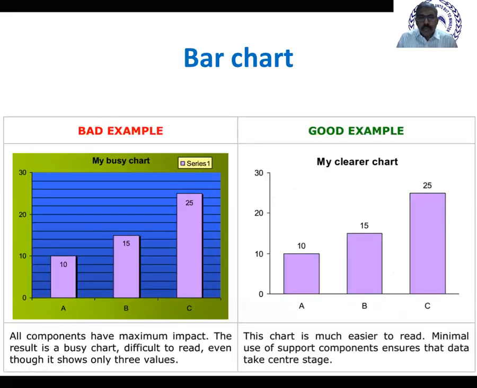Okay. So when you make the bar chart, make sure you make it in a good and clear way. I'm going to show you some bad examples so that when you write your thesis, you won't do this. This chart on the left side is a very bad example. You see multiple colors, multiple lines, and you have all the data. The same thing I have put here as a good example. This is very easy to read. Minimal supporting components ensure the data makes sense, so your data comes out very nicely compared to this chart.